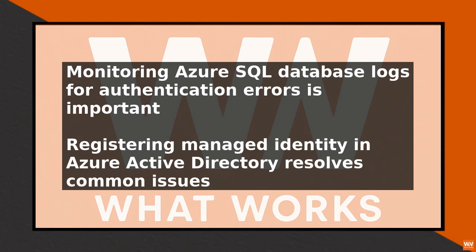In summary, to troubleshoot Azure SQL Managed Identity, start by verifying the Managed Identity configuration. Check the permissions, and ensure that the connection string is correctly configured. Then, check the Azure Active Directory registration and monitor the logs for any authentication errors. By following these steps and best practices, you can effectively troubleshoot and resolve issues with Azure SQL Managed Identity.